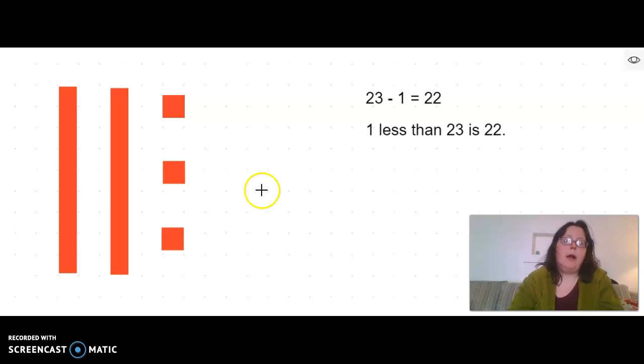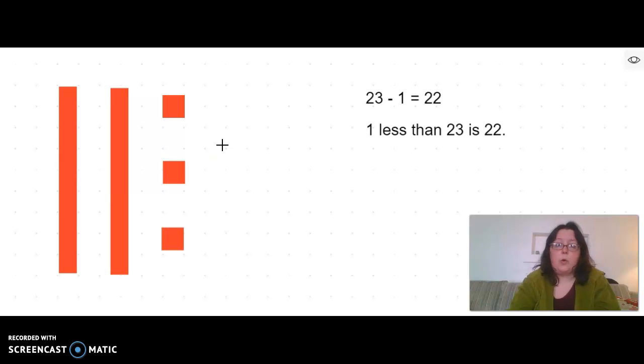Let's look at our first problem. We're going to do 1 less here. Our number is 2 10s and 3 1s. What number is that? Yup, 23. 2 10s and 3 1s is 23.